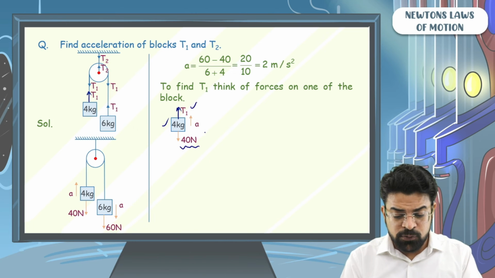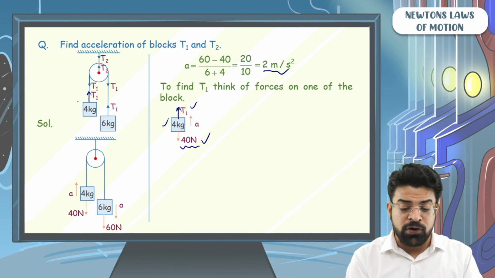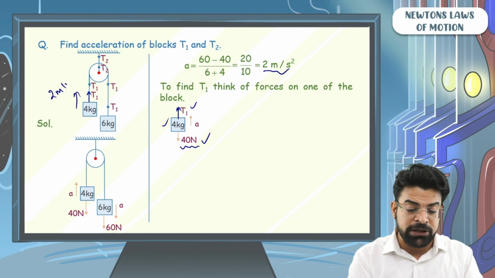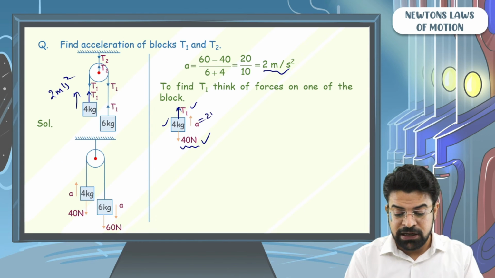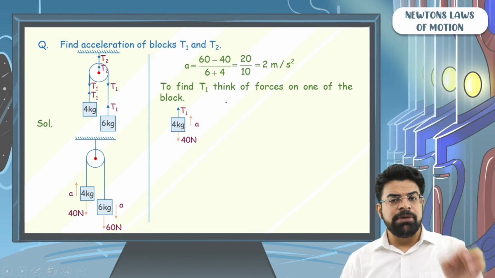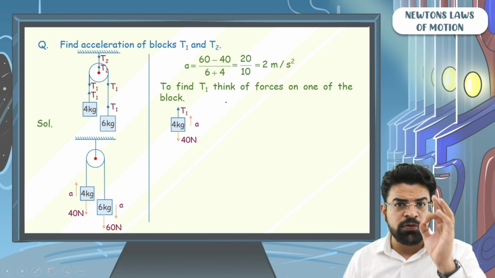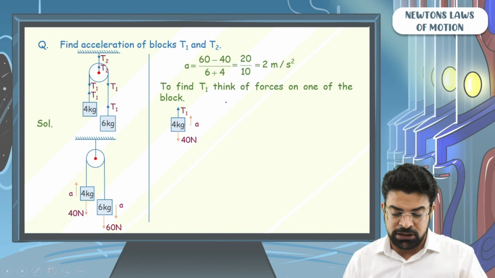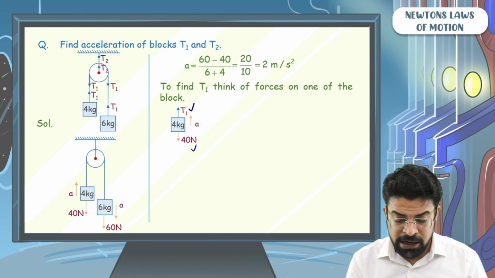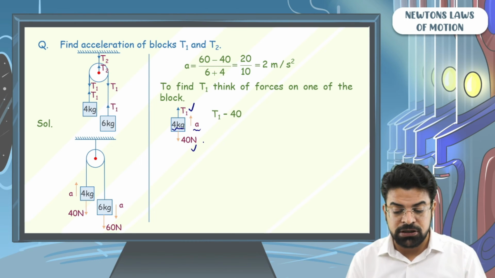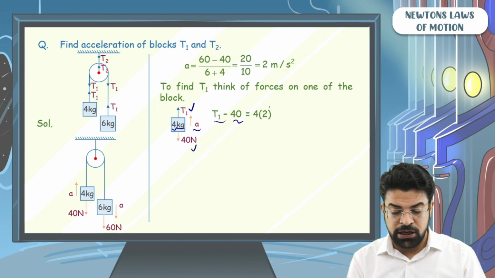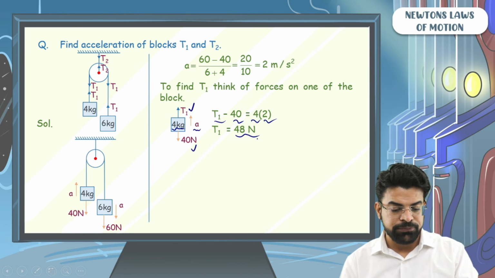And under the influence of these two forces, we have already found it goes up with an acceleration of 2 meter per second square. Just make the equation: the net force in direction of acceleration equals mass into acceleration. So T1 minus 40 equals mass into acceleration. So T1 minus 40 equals 4 into 2. So T1 has to be equal to 48.